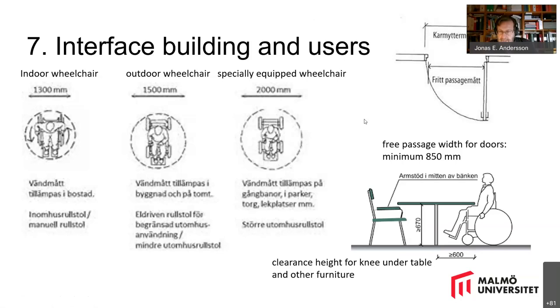And once again, if you look at the clearance space for knees, you will see that a height of at least 670 millimeters will create sufficient height for knee clearance under a table or a bench, for instance. And these are all measurements that you have to actually take from your own body and transfer to the architectural design.